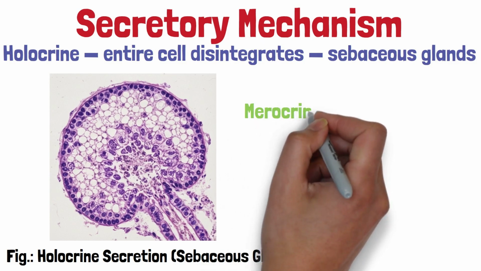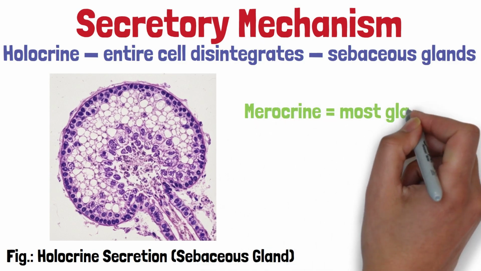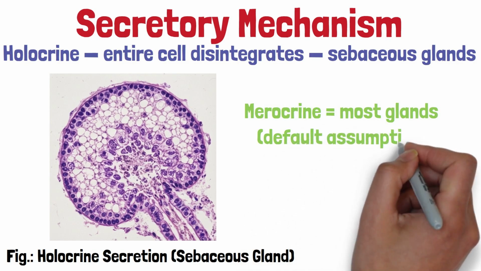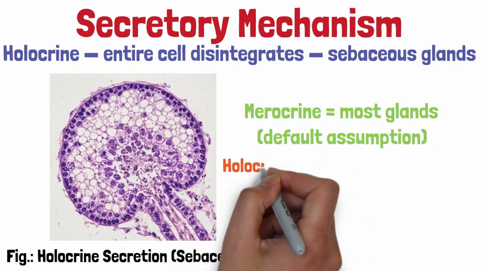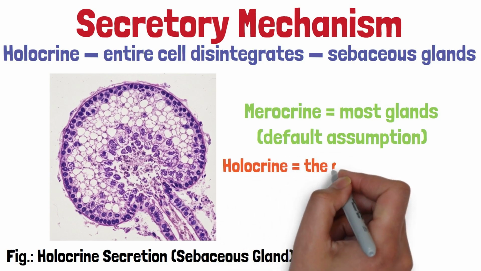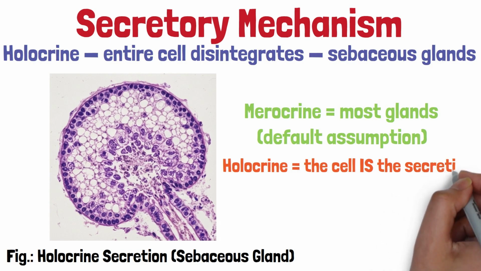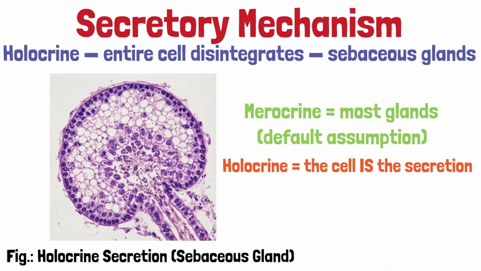If you're not sure which mechanism a gland uses, merocrine is the safe default. It's how most glands in the body actually secrete. But if a vignette describes a gland where the whole cell breaks apart to deliver its product, that's holocrine. The cell doesn't just make the secretion, it becomes the secretion.